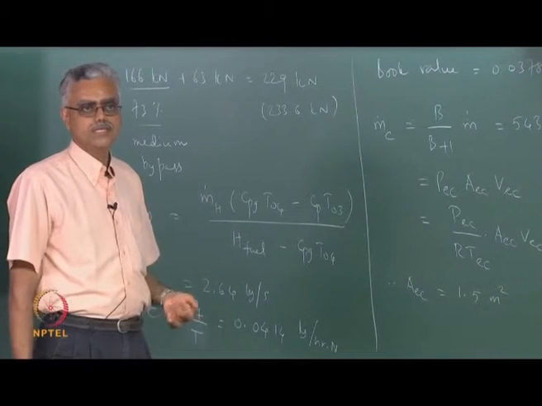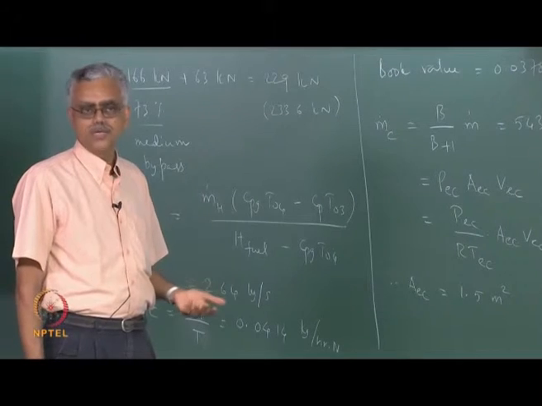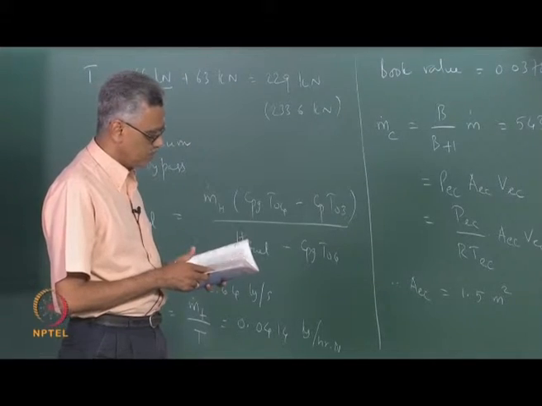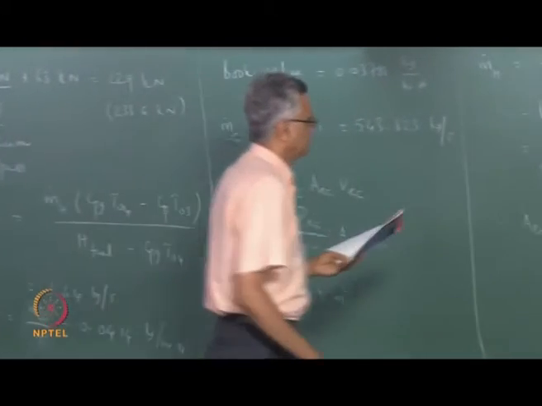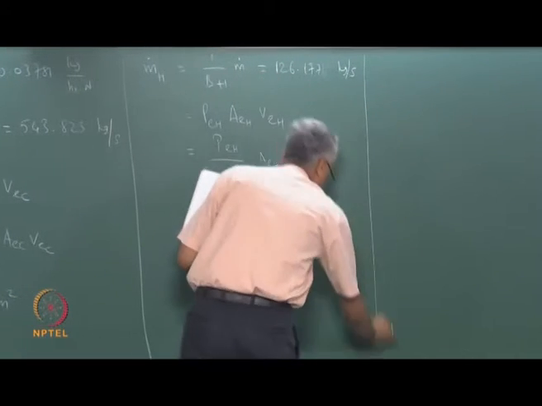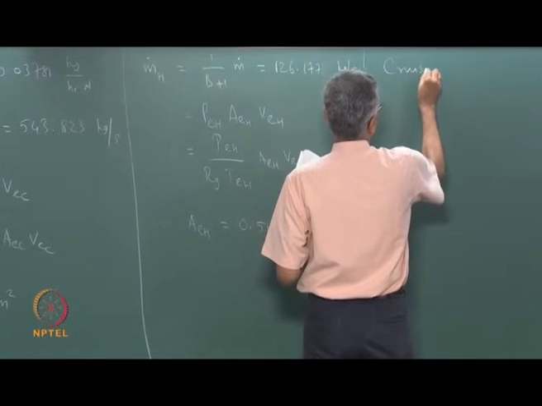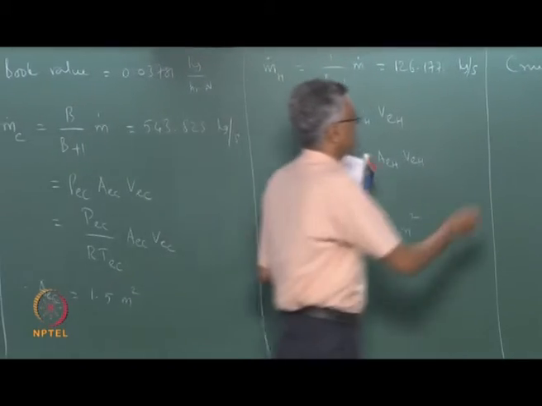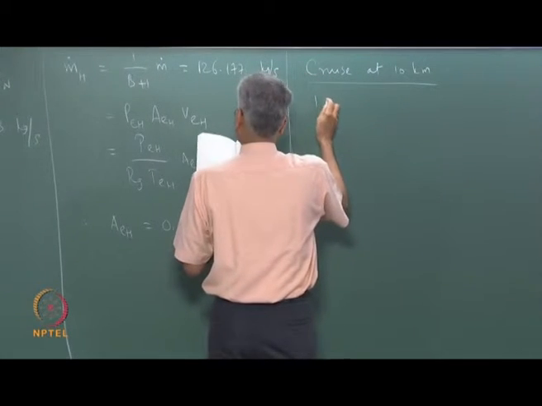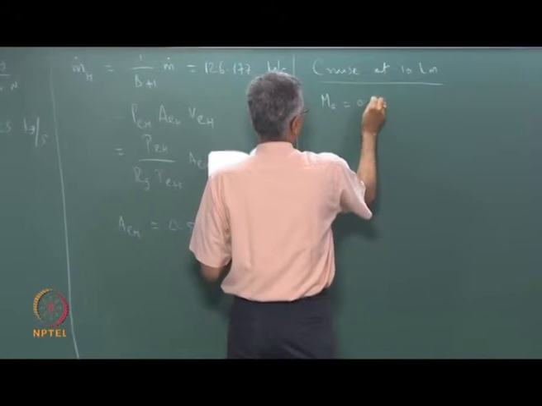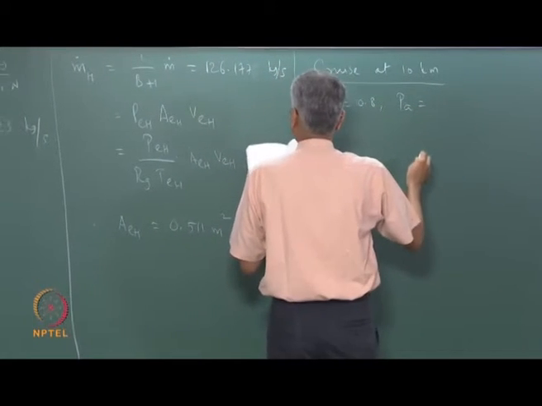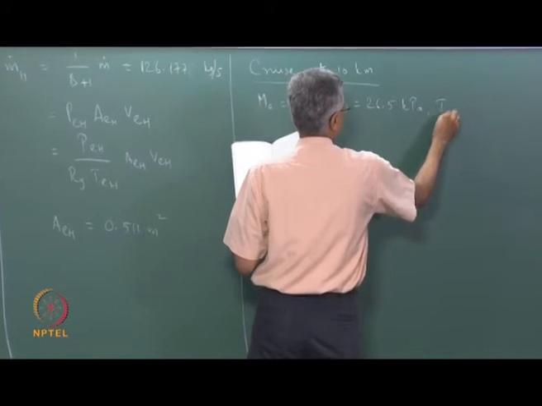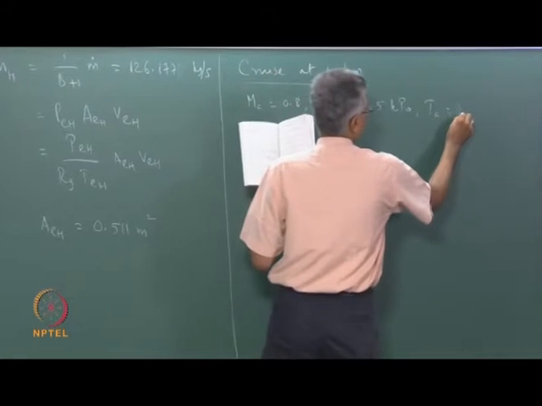What we will do next is calculate the same quantities for cruise at the given altitude. Right, that is what we are going to do next. We have been asked to do the same thing for cruising at an altitude of 10 kilometers. And it is given that M_A is equal to 0.8. The ambient pressure at this altitude is given to be 26.5 kilopascal, and the ambient temperature is given to be 223 Kelvin.